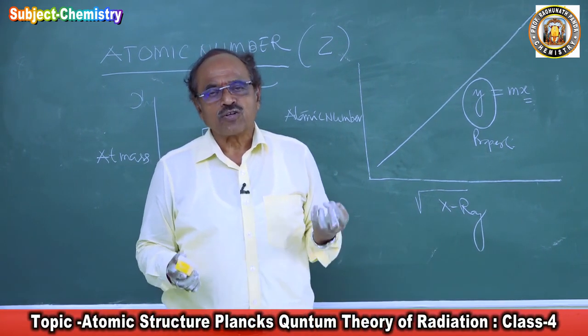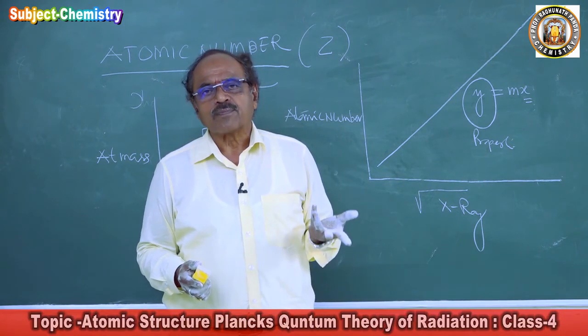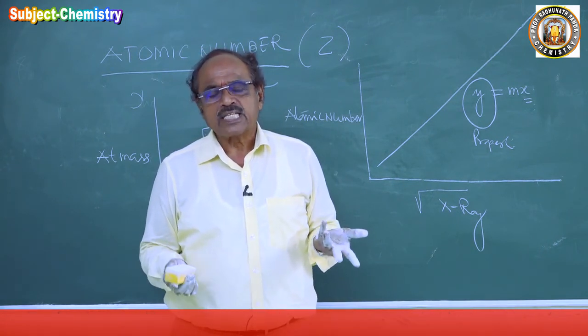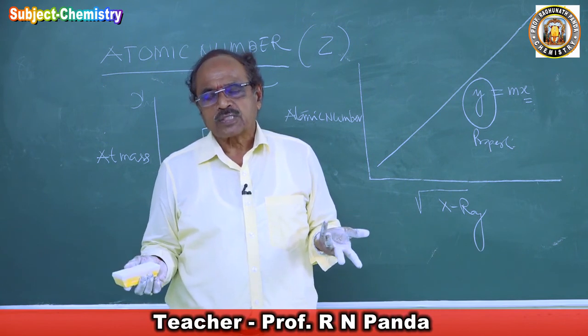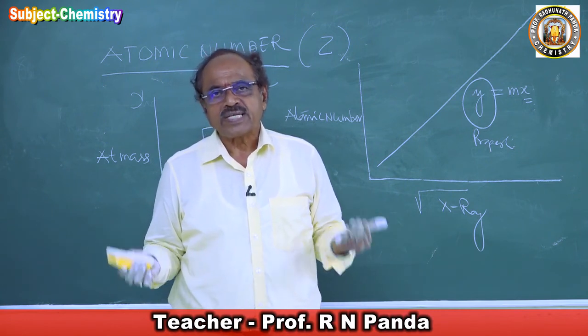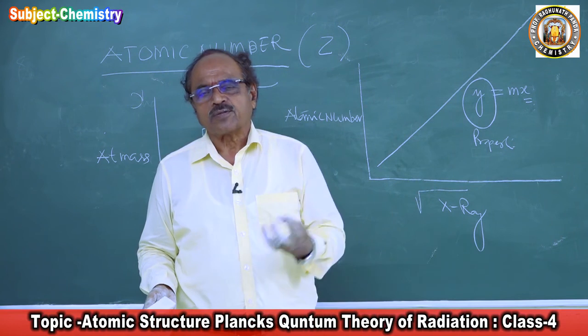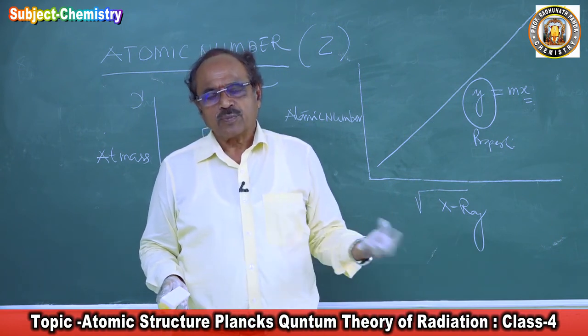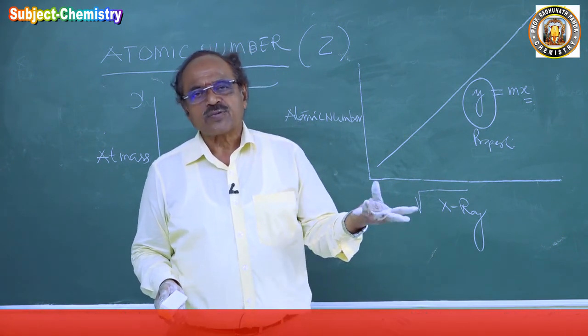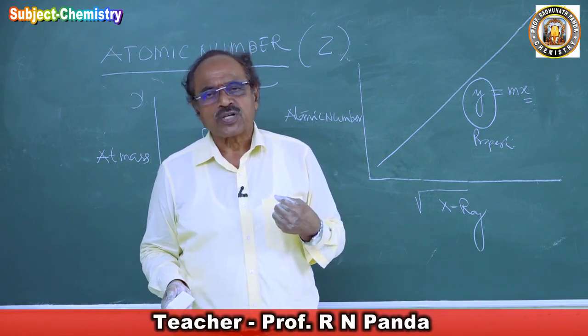So now, children, atomic number is the fundamental property of the element. Atomic number is equal to the number of electrons and the number of protons per atom. The atomic number of copper is 29, meaning 29 electrons and 29 protons are there. The atomic number of iron is 26, meaning 26 electrons and 26 protons are there.